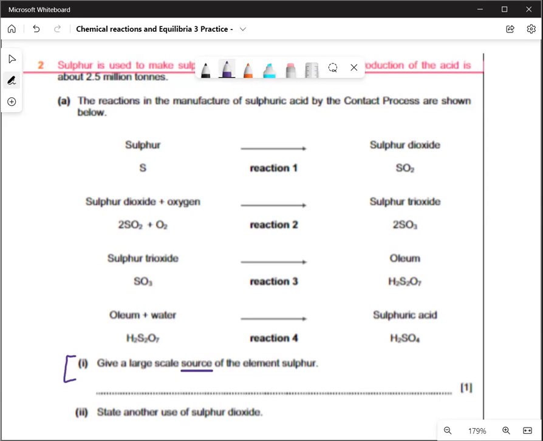So what is the answer? It's from underground or fossil fuels. Underground ores, deposits. But don't write that. That's not a large scale source. Don't cut it. Just write in front of fossil fuel: large scale. Is that clear? The answer is always going to be fossil fuel.